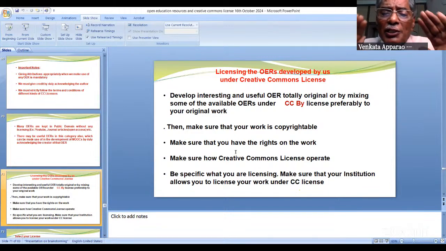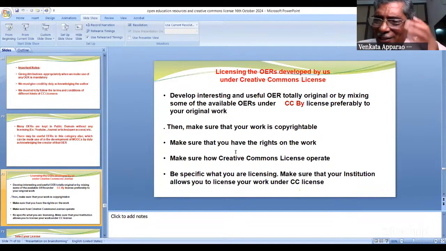Make sure that you have the rights on the work. Make sure you understand how Creative Commons licenses operate. Be specific about what you are licensing, whether CC BY or CC BY SA or CC BY NC or CC BY ND or CC BY NC ND. Out of the six licenses, which license do you want to apply? Be specific. Make sure that your institution allows you to license your work under a CC license. Later, they should not object.